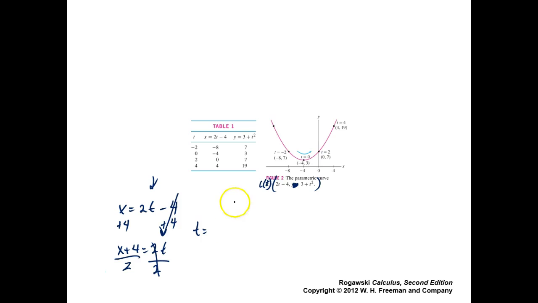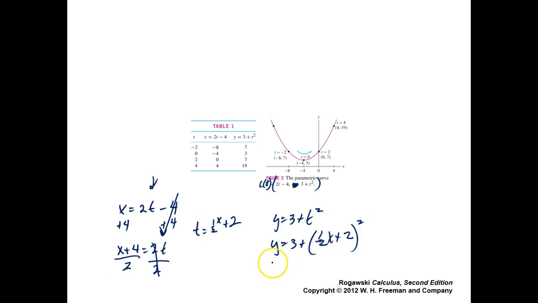Okay? So now we have t is equal to, and there's several ways you could write it. I'm going to write it this way. 1/2 x plus 2. That's not the only way you could write it, but it's one way you could write it, right? Now, let's take this and plug it in your y equation, because you know that y is equal to 3 plus t squared. So that would be y is equal to 3 plus 1/2 x plus 2, right, squared.